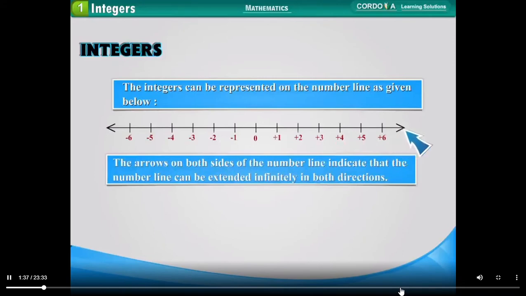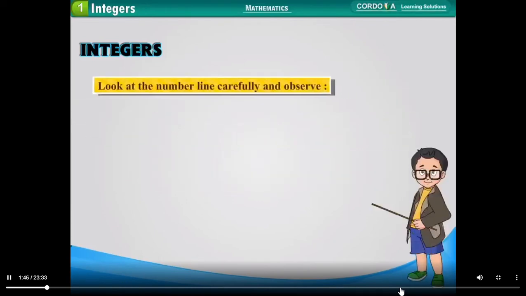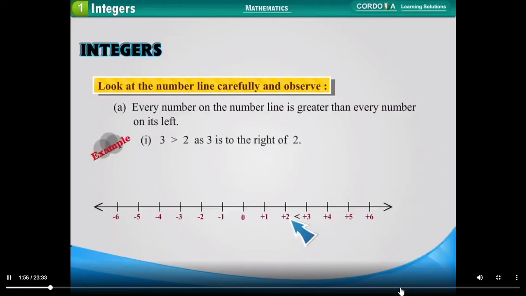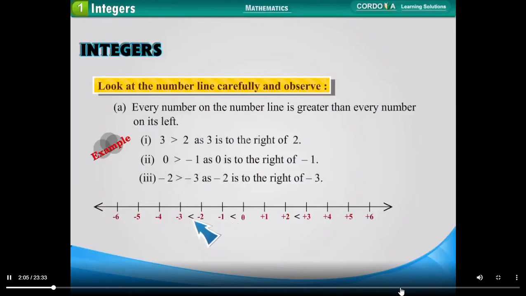The arrows on both sides of the number line indicate that the number line can be extended infinitely in both directions. Look at the number line carefully and observe every number on the number line is greater than every number on its left. Example: 3 is greater than 2, as 3 is to the right of 2. 0 is greater than -1, as 0 is to the right of -1. -2 is greater than -3, as -2 is to the right of -3.